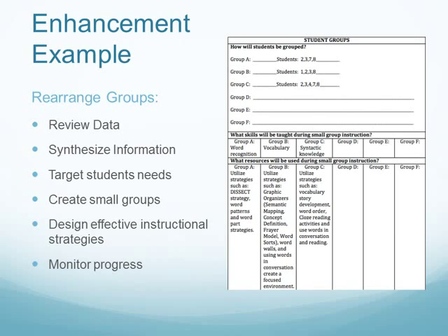Or he could also look at using other strategies like word walls and using words in conversation to create a more focused environment. To uncover and address syntactic knowledge difficulties, he could work specifically with students 2, 3, 4, 7, and 8, and utilize strategies such as vocabulary story development, word order, cloze reading activities, and use words in conversation and reading.